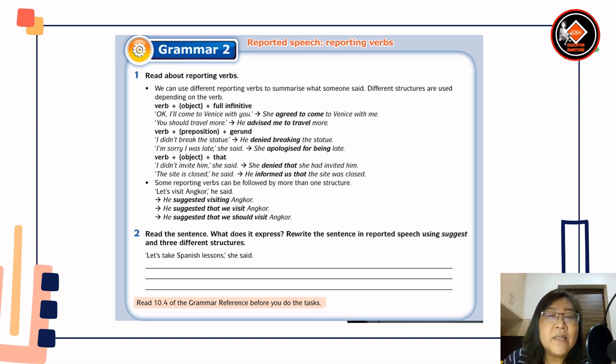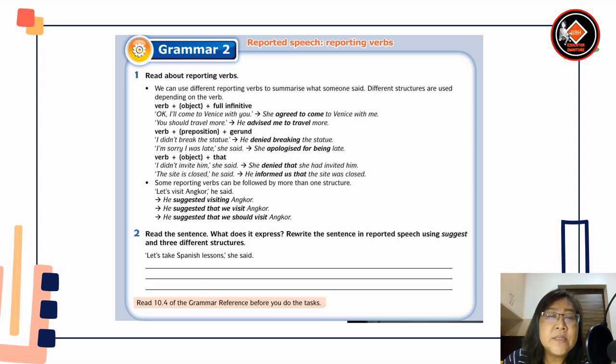"I'm sorry I was late," he said. She apologized. This is the verb. Preposition is for and the gerund is being late. So she apologized for being late. The next formula, we have verb plus object and that. "I didn't invite him," she said. She denied. So this is the verb that she had invited him.